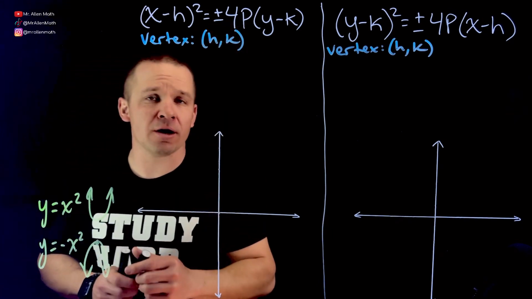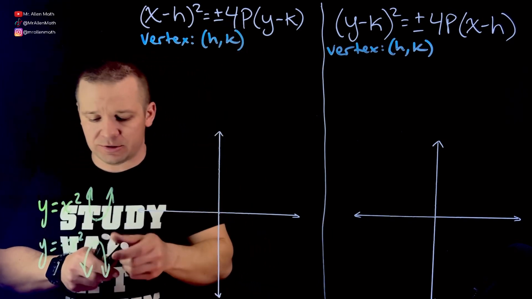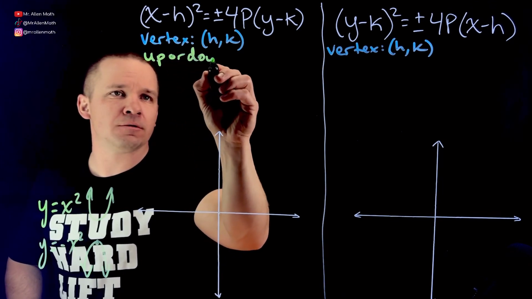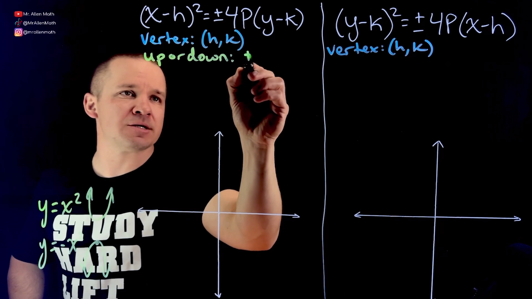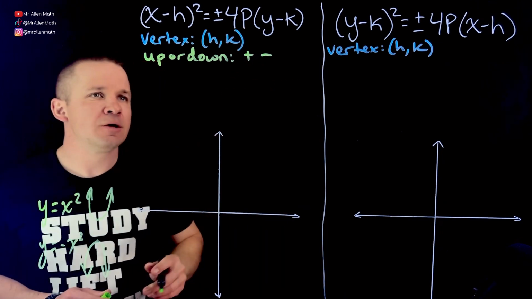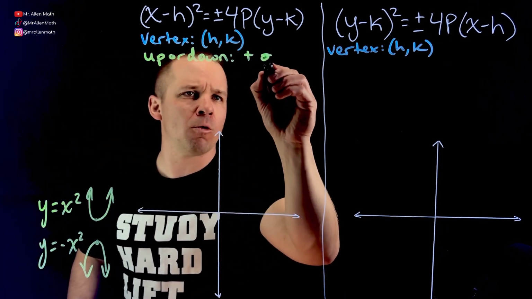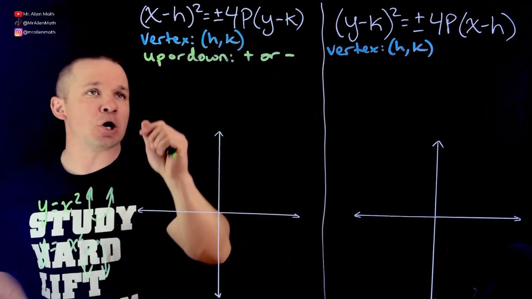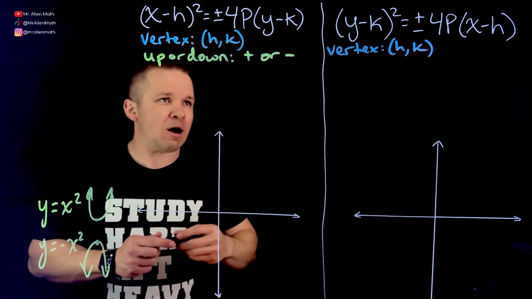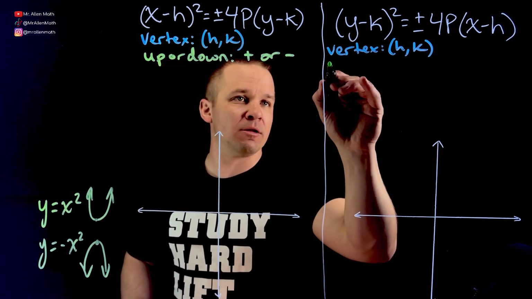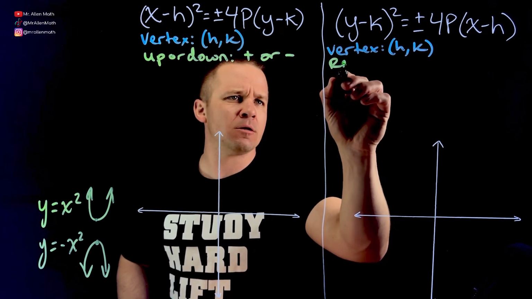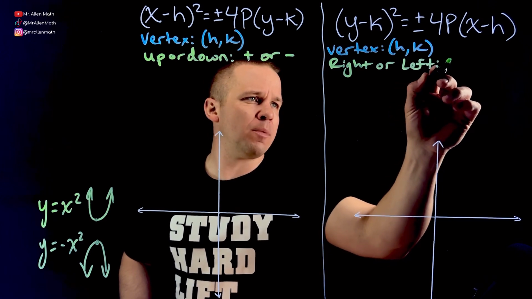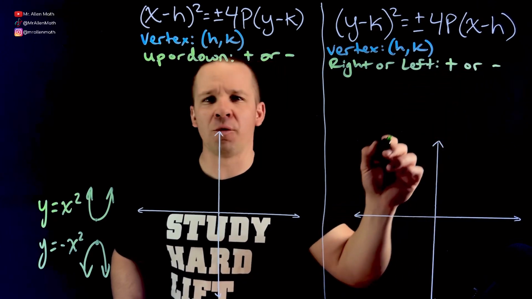Now, this one here opens up or down. So let's say that. Up or down. That is based off of the plus or minus, okay? Respectively, right? If it's positive, it's opening up. If it's negative, it's opening down. Cool? All right, now for this one here, that's going to be left or right, okay? So right or left, and that's for positive or negative. Don't want to get those mixed up.